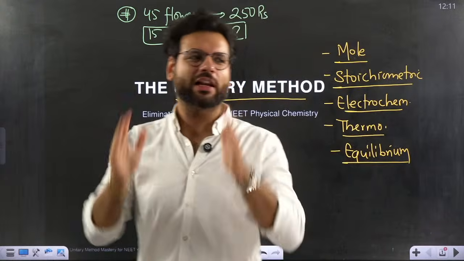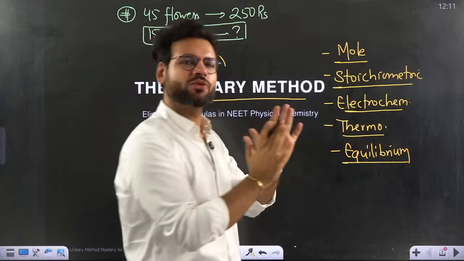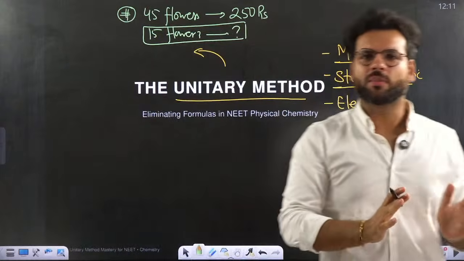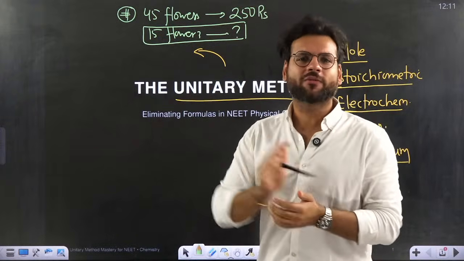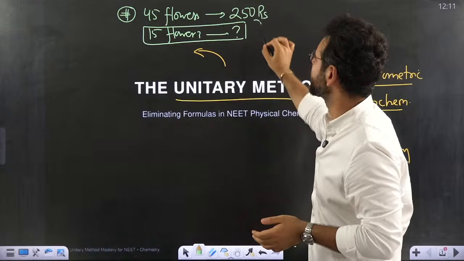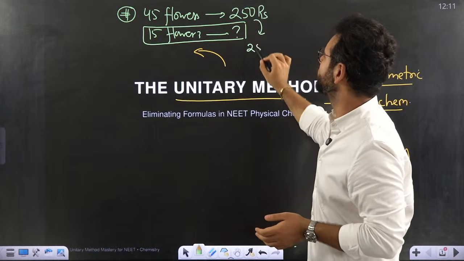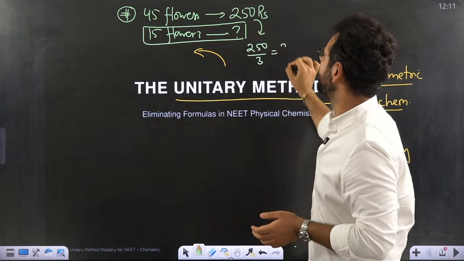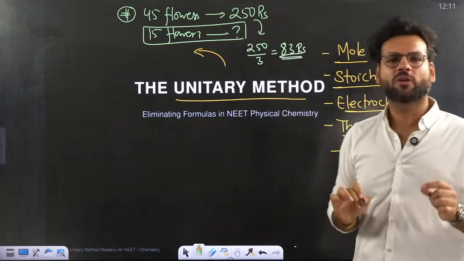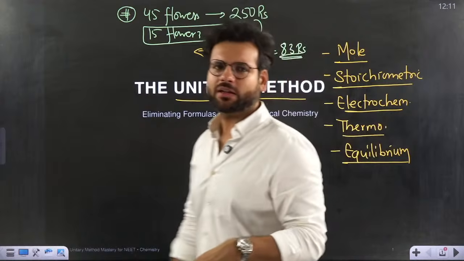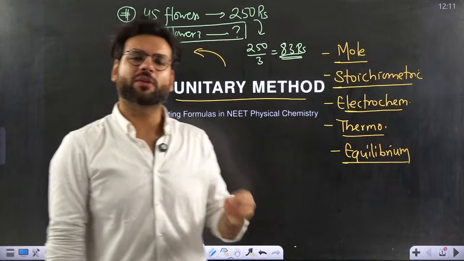What you will do is calculate in your mind, okay, 45 flowers, 250 rupees. Meaning, if I take 1/3 of it, it will become 15 flowers. So you will take 1/3 of this money as well. You will say, okay, I will pay you 250 by 3, which is 83 rupees. If you pay 83 rupees, you can purchase 15 flowers. I hope it is clear what we are doing here.